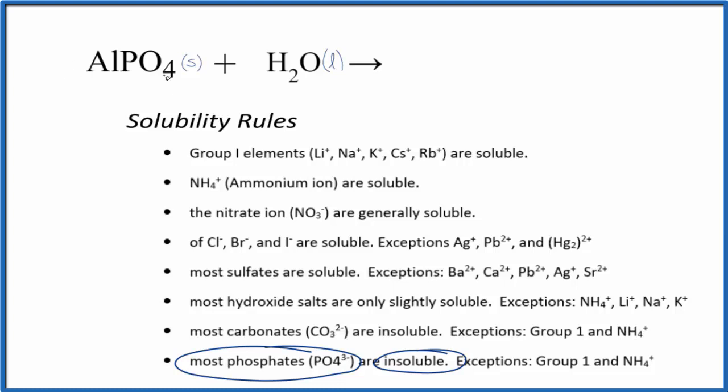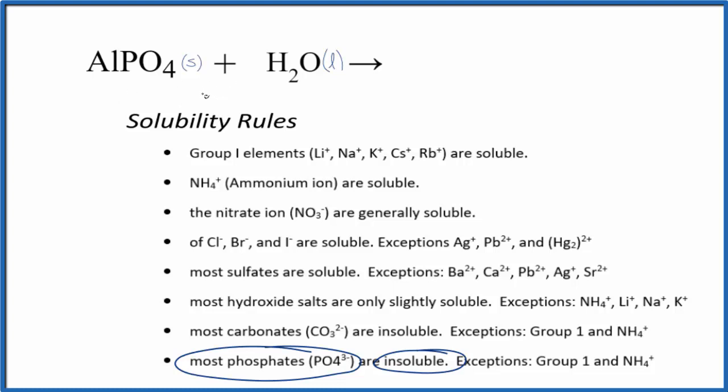We'll put the aluminum phosphate in water and nothing will happen. It'll just stay a solid. It'll fall to the bottom of the test tube. So there's not much of an equation to write here. The aluminum phosphate hasn't changed. It's still a solid.